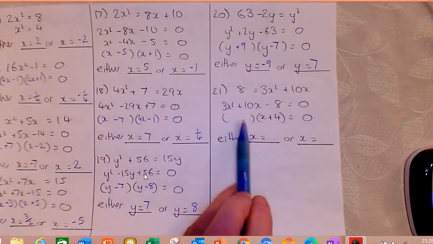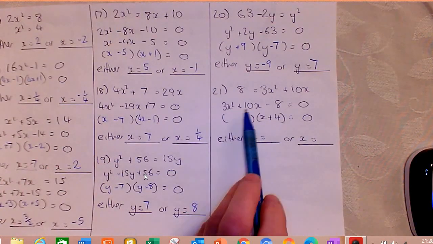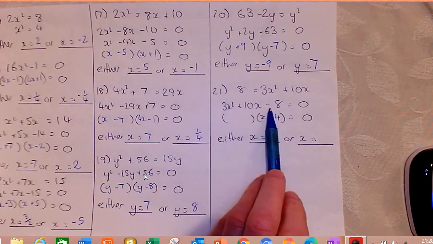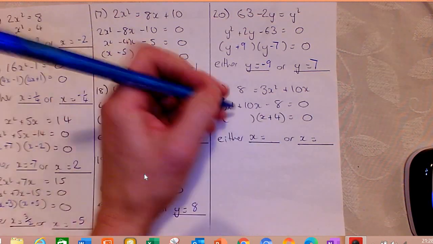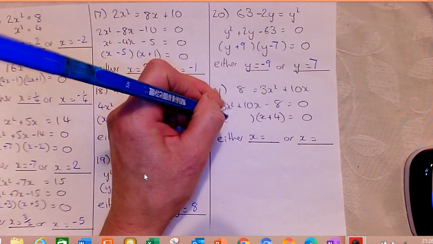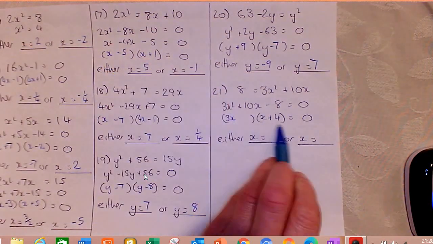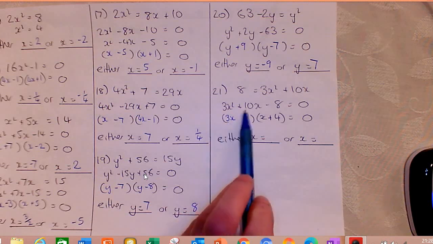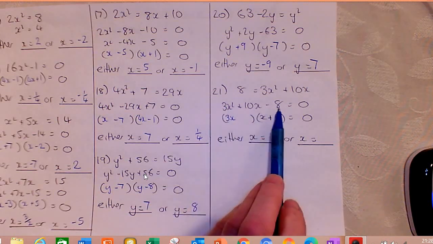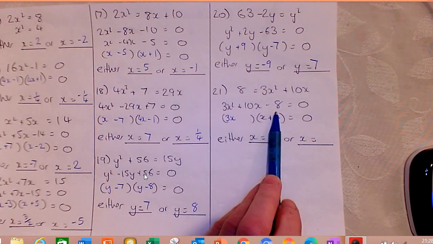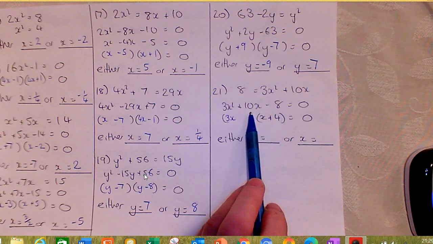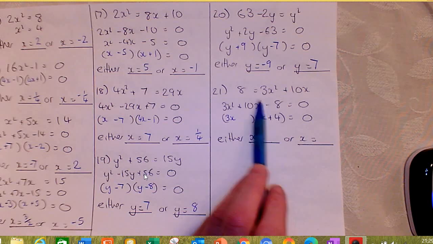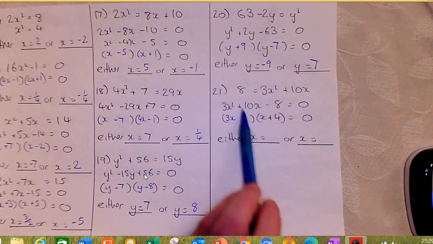Last one. Okay, so I've got 3x squared add 10x. I've moved the 8 across to get 0. Luckily, that's a prime number, so I know I need 3x and x. I've already got my x plus 4 there to remind myself what I did here. But again, you'd do 3 times minus 8 is minus 24. So times together to make minus 24, add together to make 10. So you'd need to split that 10 up into 12 and minus 2.